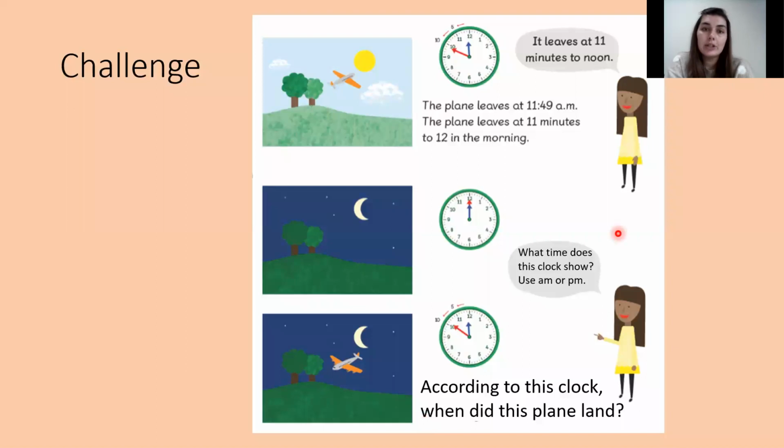So this is our challenge for Monday. It says the plane leaves at 11 minutes to noon, the plane leaves at 11:49, and the plane leaves at 11 minutes to 12 in the morning. The next bit has another clock, and it says, what time does this clock show? Use AM or PM. And then according to this clock, when did this plane land? Good luck with the challenge, and don't forget to send any of your work into the Year 3 email.